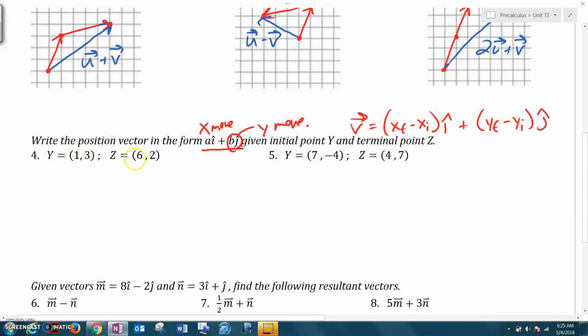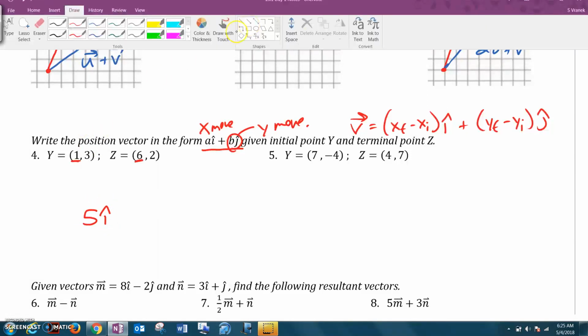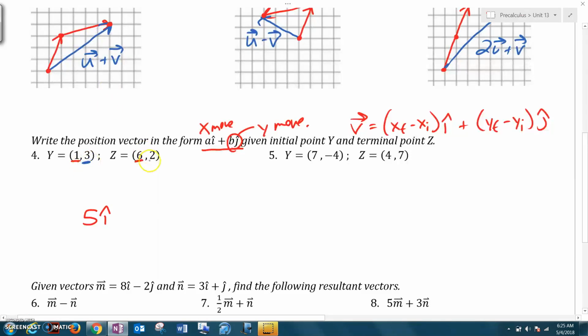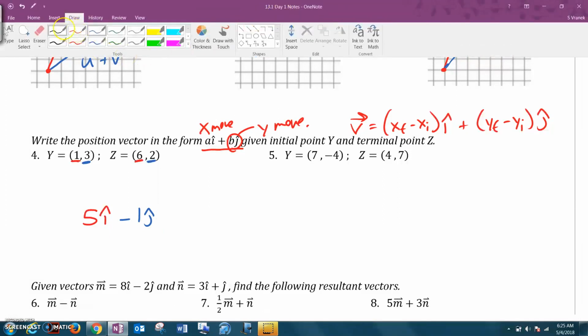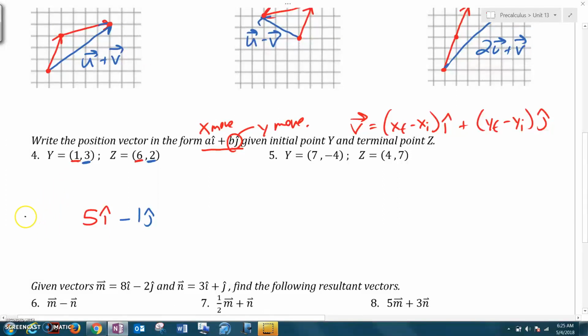If you're going from y to z, what is the x movement? To go from 1 to 6, you would say it's 5. So we're going to say 5i. Then you look at the y movement. To go from 3 to 2, that's a minus 1 in the y direction. And that's the position vector. How did that move? So my position vector is 5i minus j, which means that I move 5 to the right and down 1 to go from point 1,3 to point 6,2.